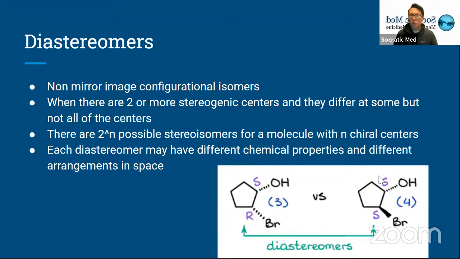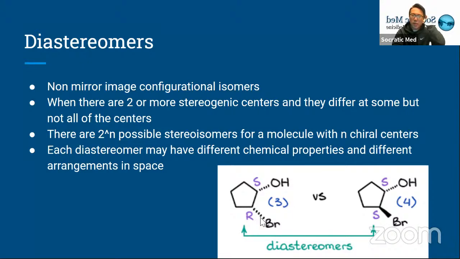So if there are 2 chiral centers, it would be 2 to the 2, which is 4. There would be 4 possible stereoisomers. And because diastereomers differ at some but not all the centers, each different diastereomer can have different chemical properties and different arrangements in space. So while enantiomers differ at all the chiral centers, diastereomers differ at not all but some of them.